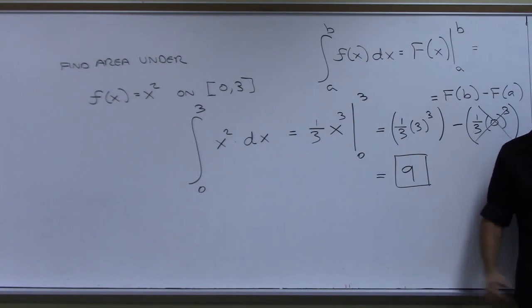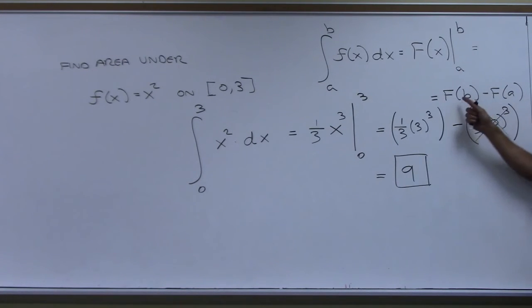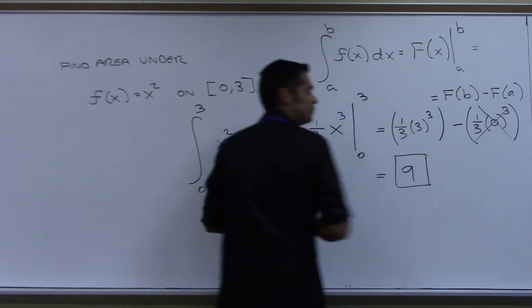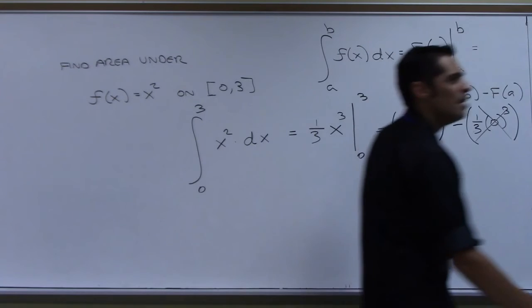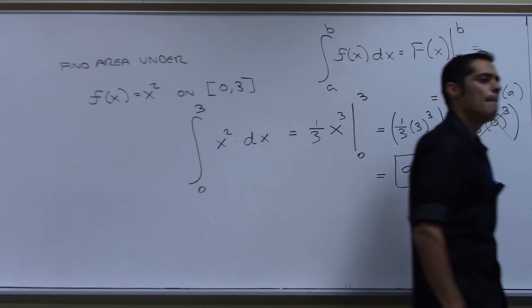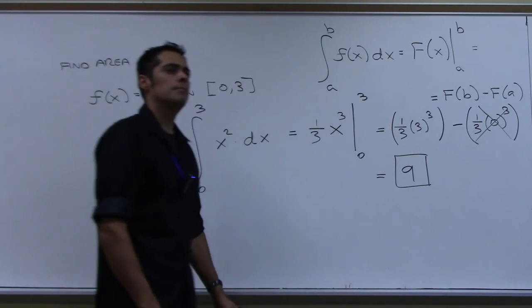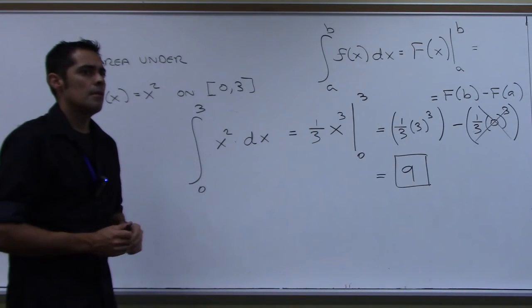Is the f of b minus f of a just supposed to be the delta x in the fundamental theorem? Like the limit n to infinity summation f of x times delta x. Is that supposed to be the delta x part there?